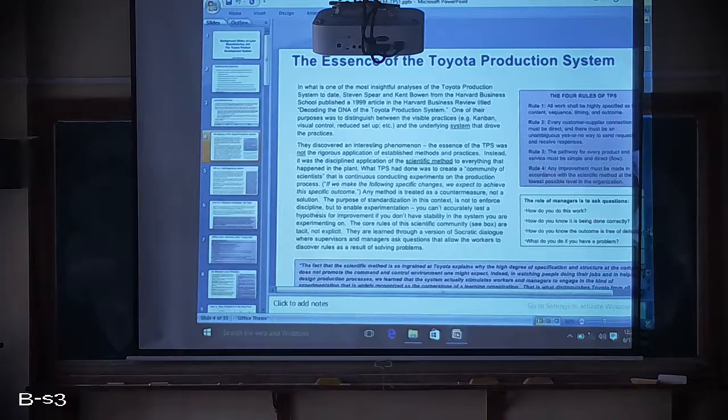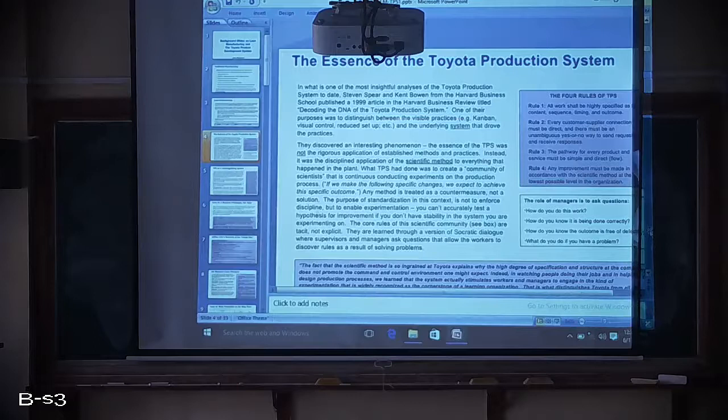Rule number three, the pathway for every product and service must be simple and direct. Okay, always the service and product should move in one path only. Clear-cut movement of the product and the service.